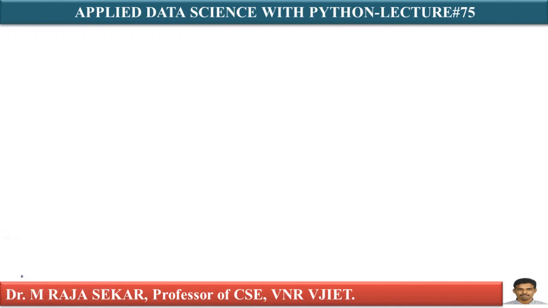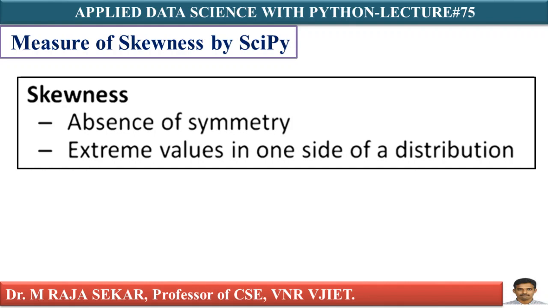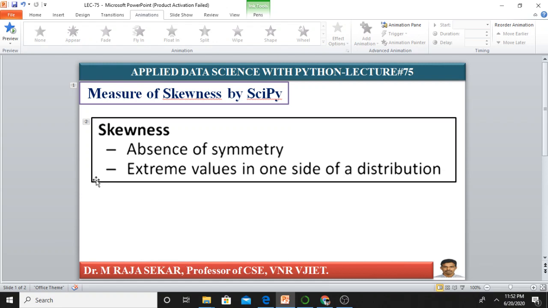In this lecture, I will continue my discussion on measure of skewness by SciPy. In my previous lecture, we calculated skewness with the help of pandas. In my next lecture, in lecture number 76, we will try to understand the theoretical concept of this skewness. In this lecture, as I told you, I will try to demonstrate this skewness with the help of the SciPy library.